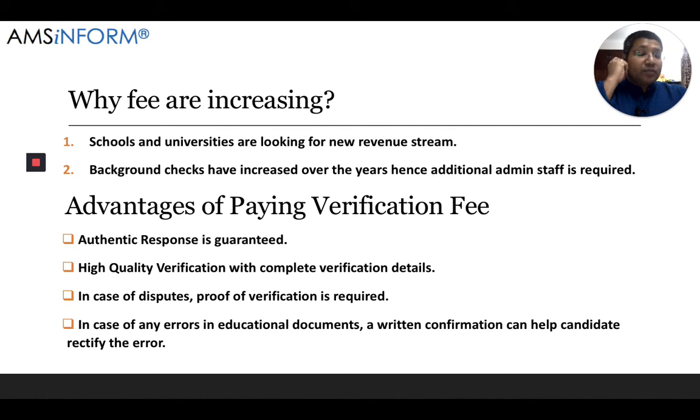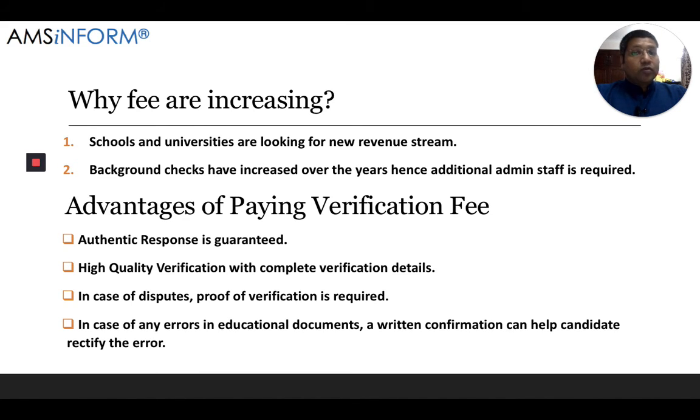For example, you get details like graduation date, name of the candidate as per records, the correct course name, sometimes the registration number of the candidate. Universities also confirm whether the provided documents are fake or genuine, and they also provide discrepancies. What kind of discrepancies are there if the records have some kind of an issue.